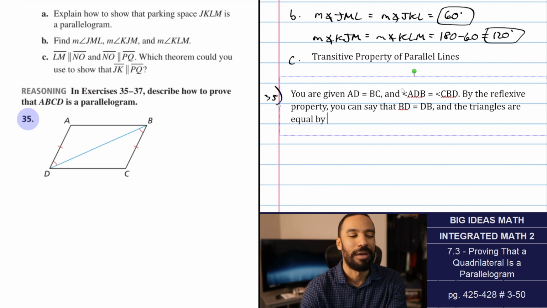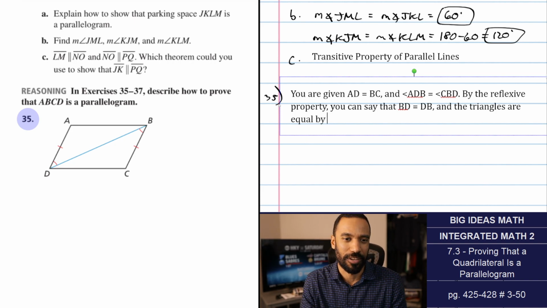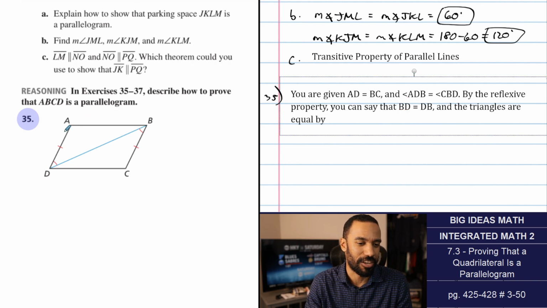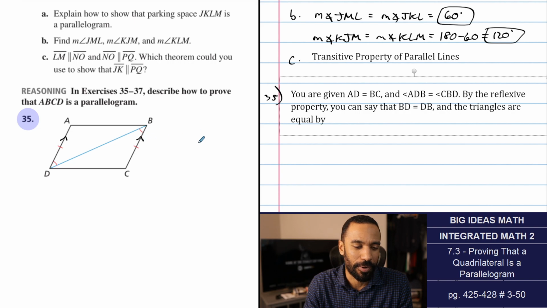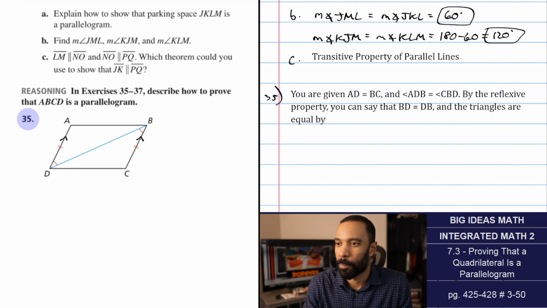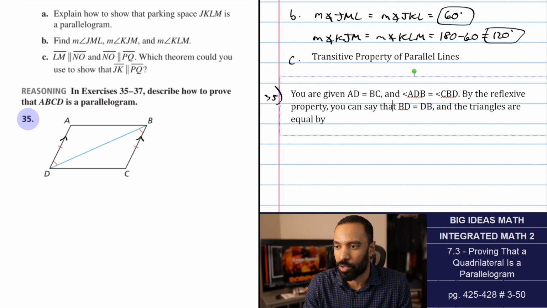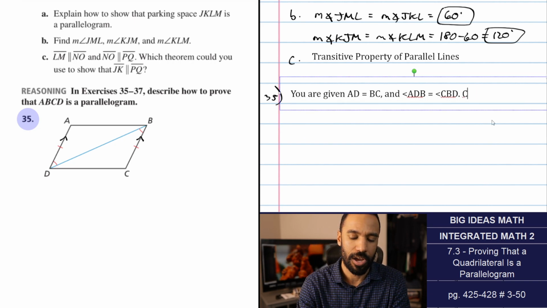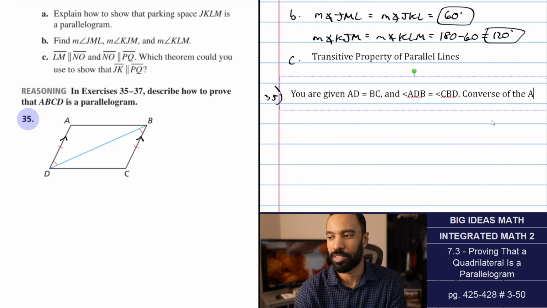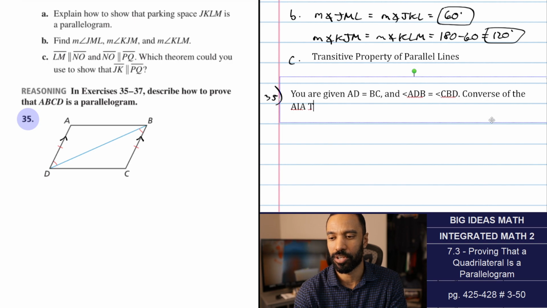Oh, I'm stating too much. I don't have to prove congruent triangles. Sorry, I take all this back. I just need to show that these two sides are parallel. I forgot what I was looking for. So you're given that those two things are equal, by the converse of the alternate interior angles theorem.